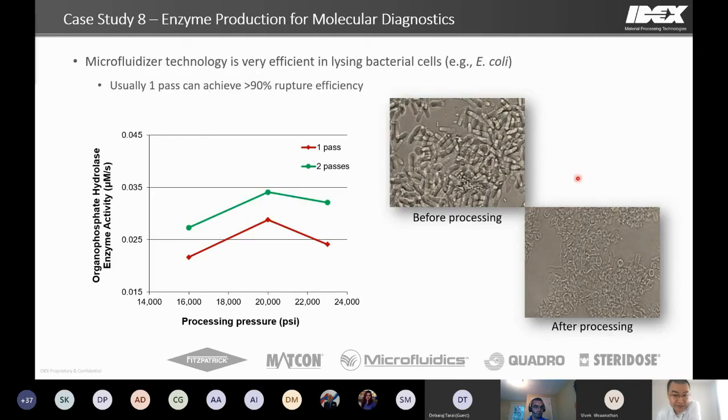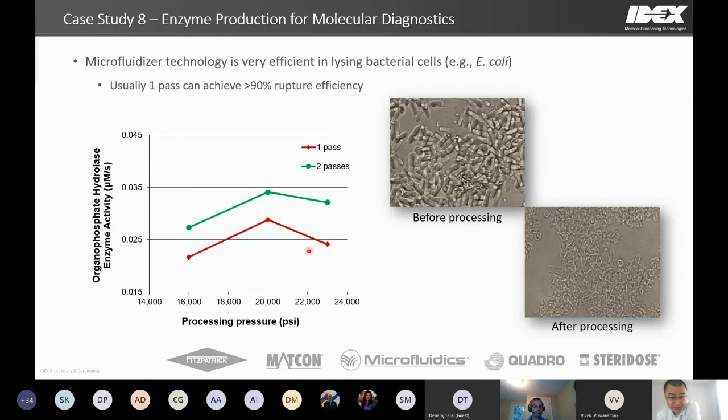To demonstrate this, I'll use this example. Even though this specific example did not produce the exact enzymes I mentioned in my previous slide, but rather this enzyme shown here named organophosphate hydrolase, this is still a relevant case because this enzyme was also expressed in E. coli, and the results can certainly give you an idea of how well our technology works with bacterial cells or E. coli cells. We're usually very efficient and can achieve over 90% cell rupture rate after just one pass. As you can see from the microscope images here, the cells are completely ruptured after processing.